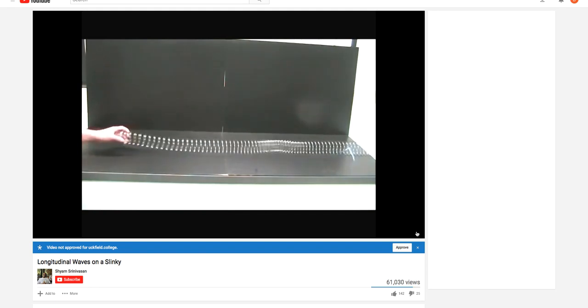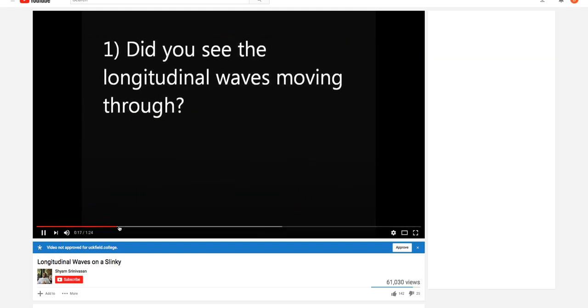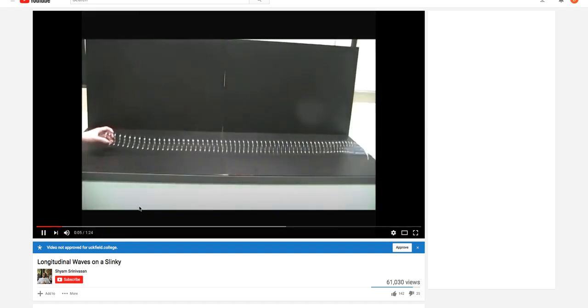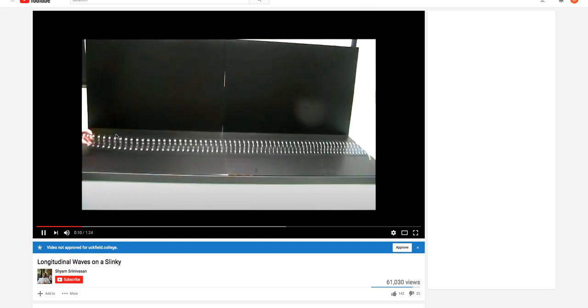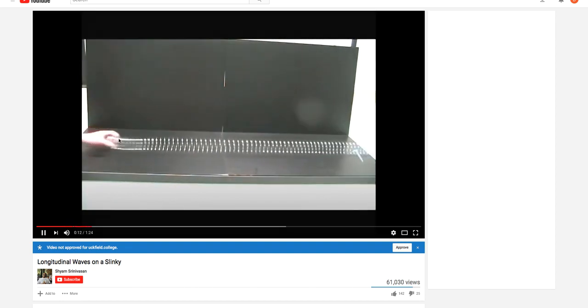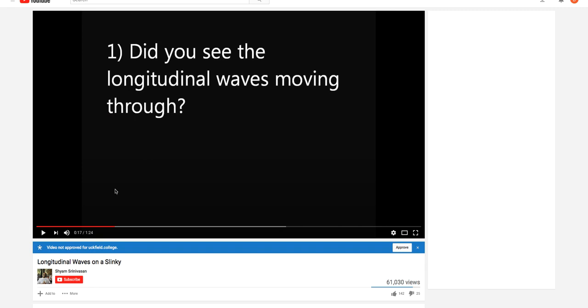So here you have the oscillations on the left-hand side, the hand. Let me just take that back a little. The hand is moving from left to right, and you see the energy being transferred through the medium, in this case the slinky, from left to right. So this is a longitudinal wave.